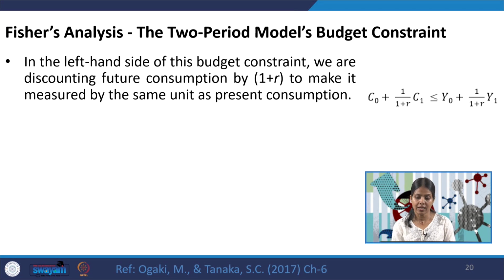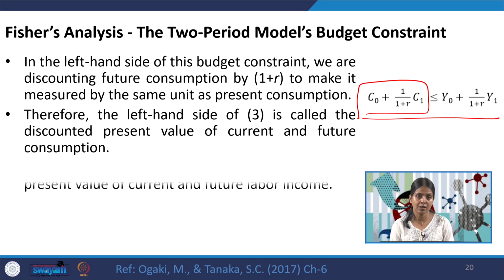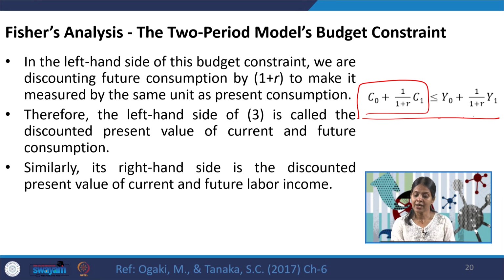In the left hand side of this budget constraint, we are discounting future consumption by 1 plus r to make it measured by the same unit as present consumption. So, this is the concept of present value calculations. Therefore, the left hand side of equation 3 is called the discounted present value of current and future consumption. Similarly, the right hand side is the discounted present value of current and future labor income.